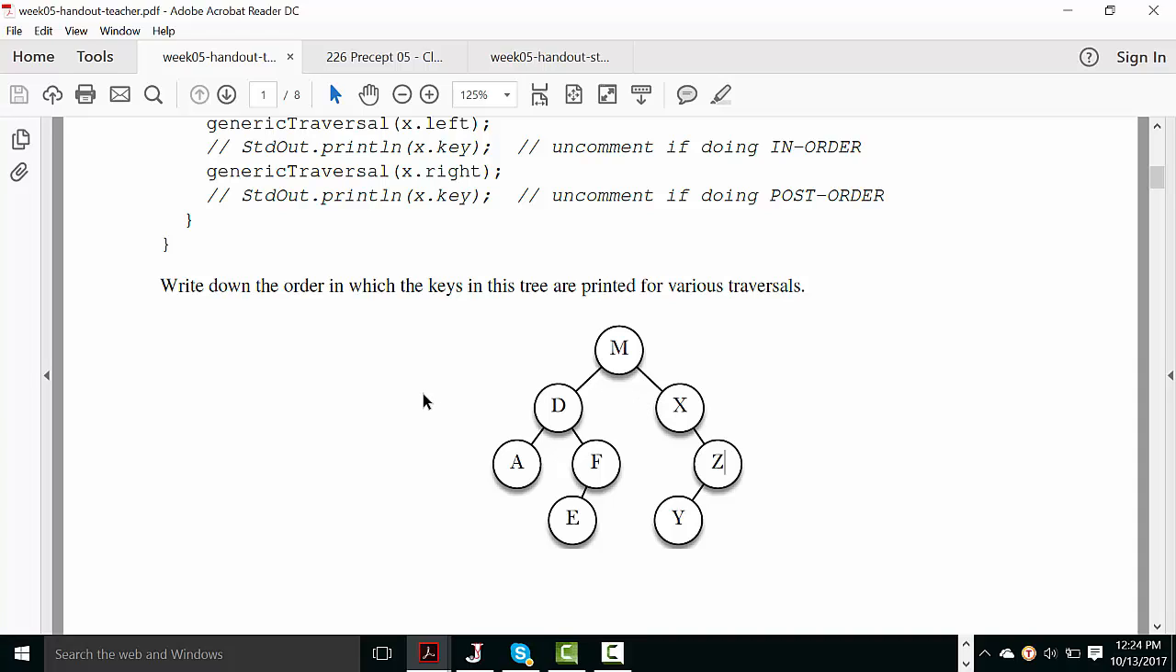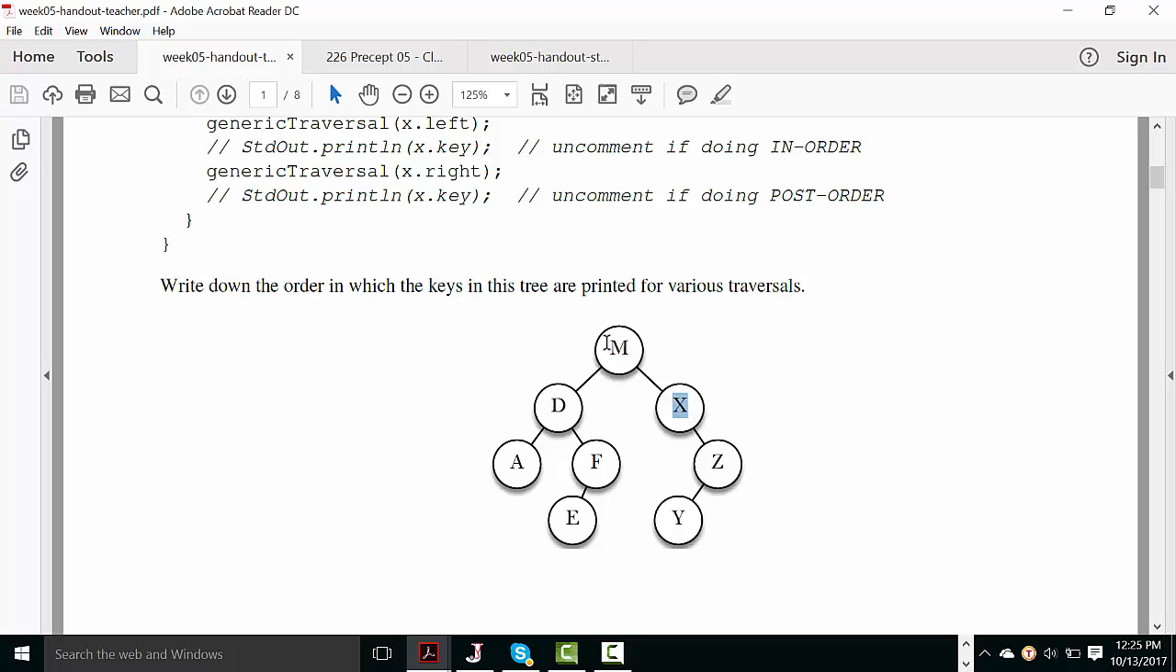Now let's talk about the pre-order traversal of this tree. As we discussed, the idea of pre-order traversal is you go to the root first, then you go to the left, and you go to the right. So the order is root, left, right. You do this recursively throughout the tree.